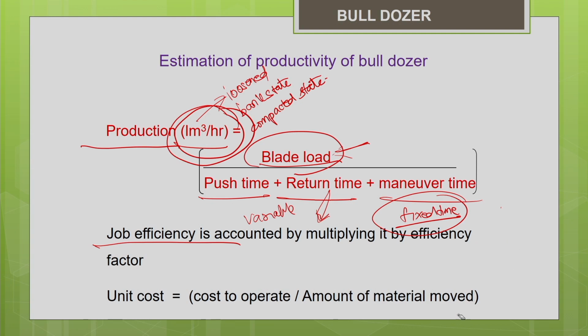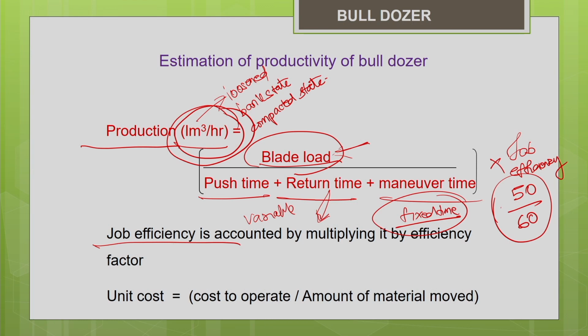So, how much time is the machine operated in an hour? That is the working efficiency or job efficiency that you have to take into account and multiply by. How do you multiply? Say my machine is working for 50 minutes in an hour, then 50 divided by 60. This is my efficiency factor. You have to multiply the productivity obtained with this efficiency factor.